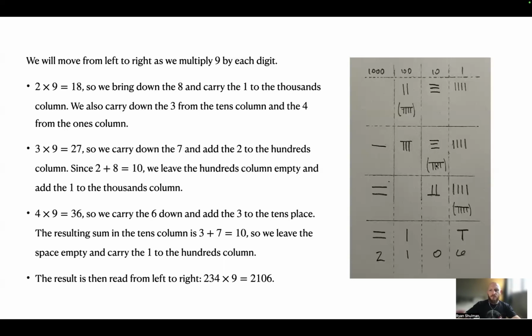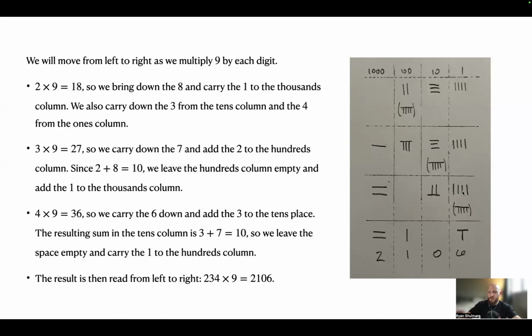Next, I'm going to multiply my 9 by 3. So 9 times 3 is 27. I'll bring down my 7. I carry my 2 into the next column to the left, and then I add the 2 and whatever's in that column. So 2 plus 8 is 10. That's why this space is empty. It represents the 0 from the 10. And then the 1 from the 10, I again move to the next column. So right now I have 2 ones in the thousands place, nothing in the hundreds place, a 7 in the tens place, and then this 4 has just been carried down in the ones place.